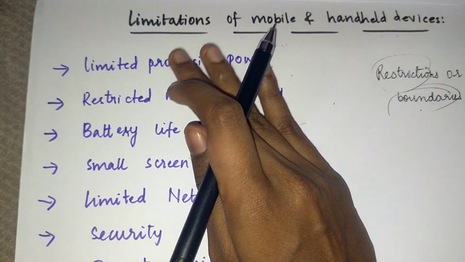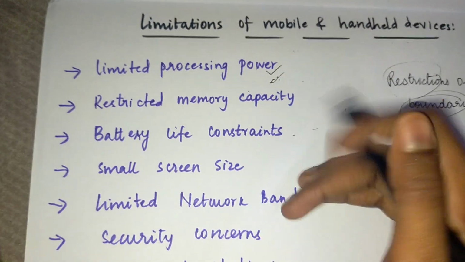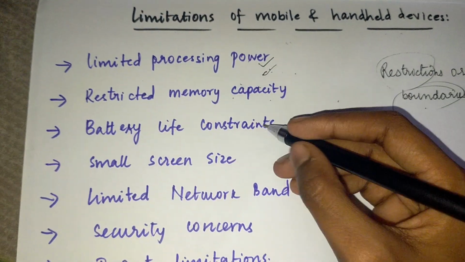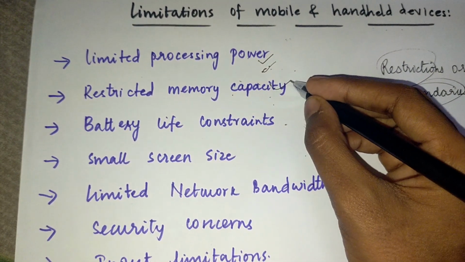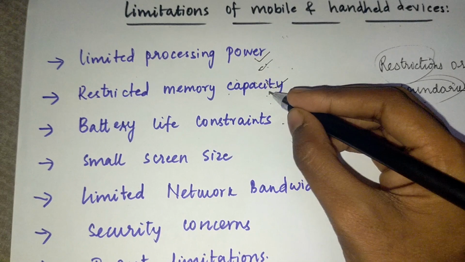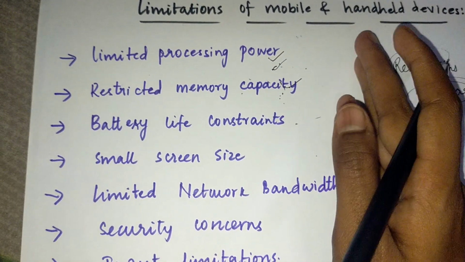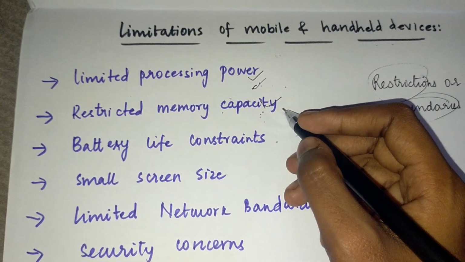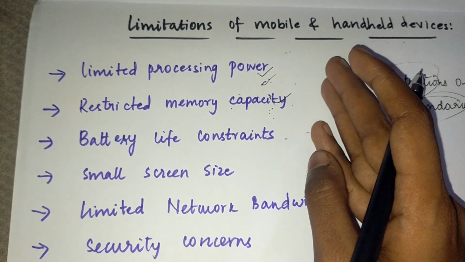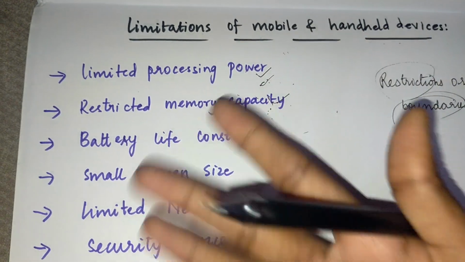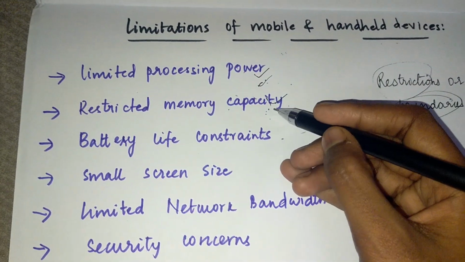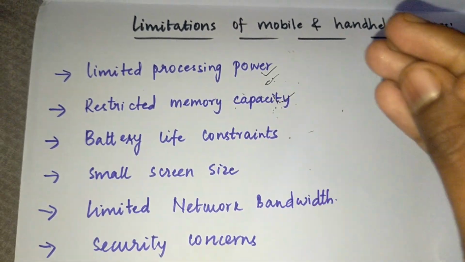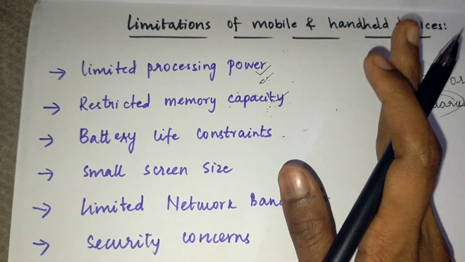So this is limited processing power: they have less processing power when compared to desktops or laptops. The next one is restricted memory capacity. These devices have limited storage, impacting the amount of data and applications they can handle. So they have less storage also, if you compare to desktops, laptops or tablets. They can download only the applications that the phone can handle, right?